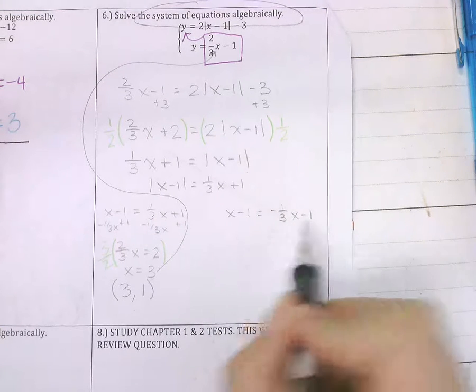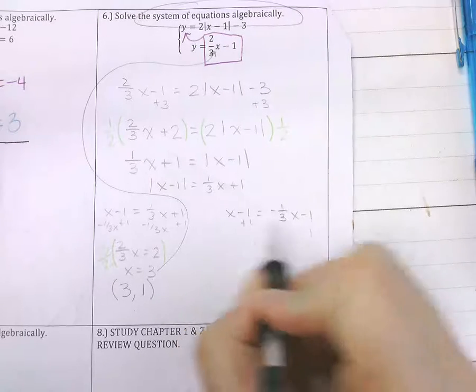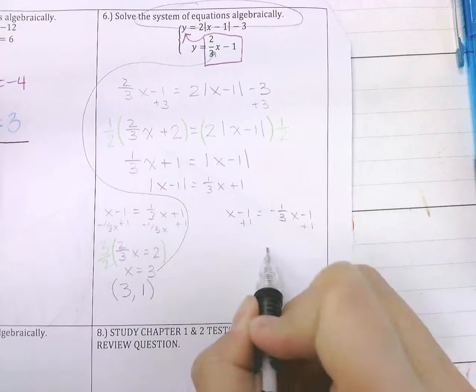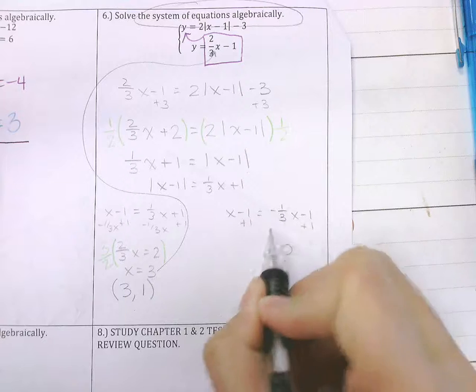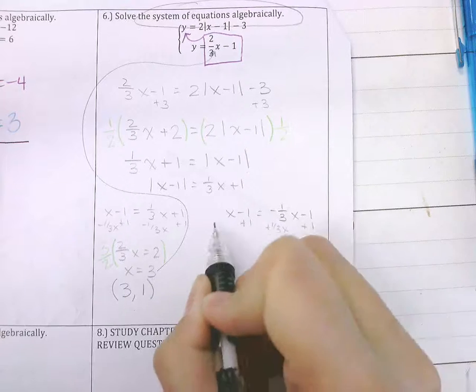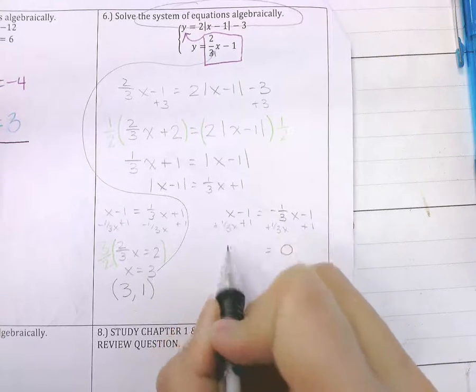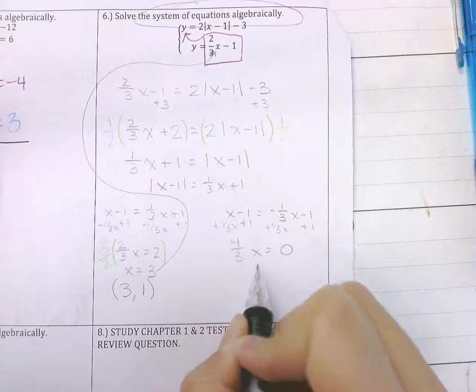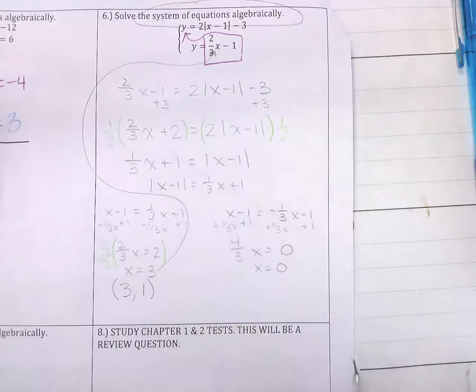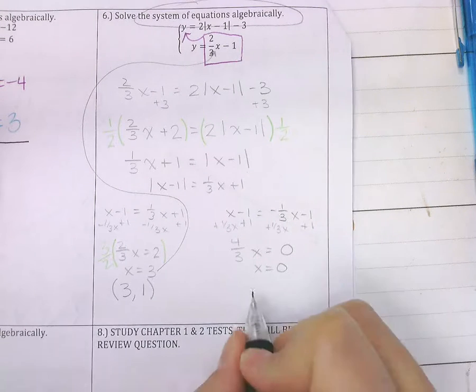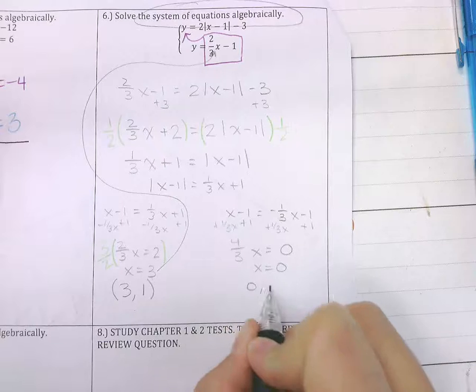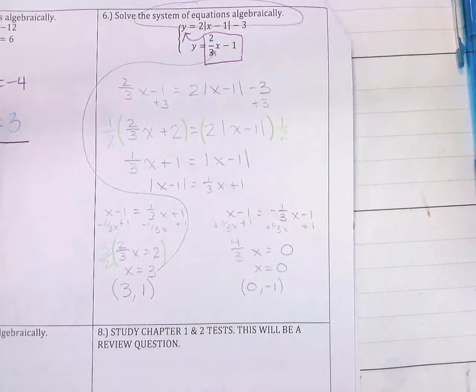Let's solve this one over here. Okay, we're going to add 1 again, and we get 0, and then we're going to add a third. If you're bad at fractions, it doesn't really matter because this is going to wind up being 0 anyway. So y would equal -1. So 0, -1. You got 2 intersection points.